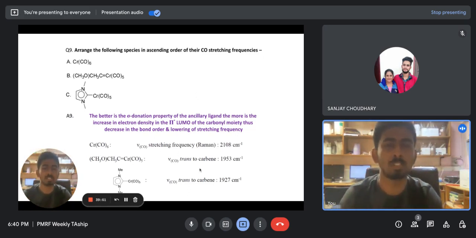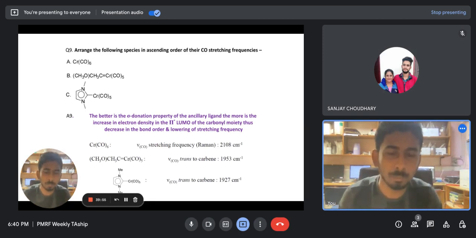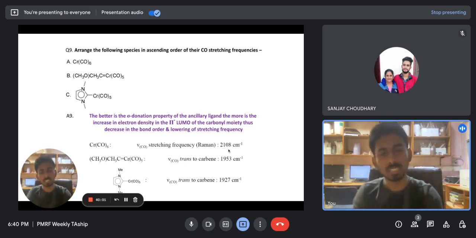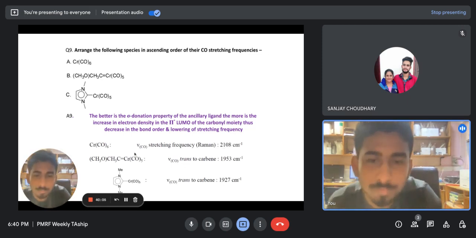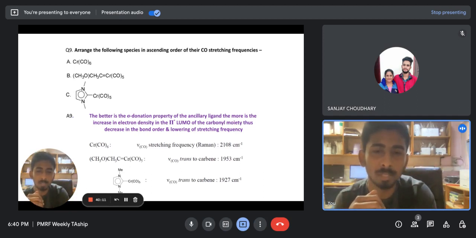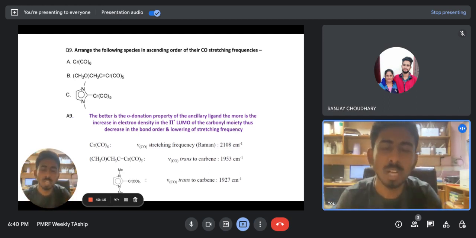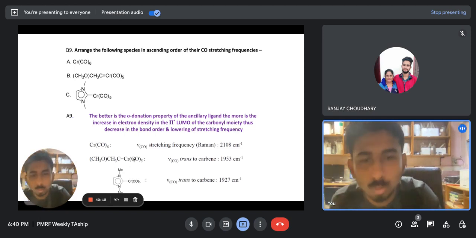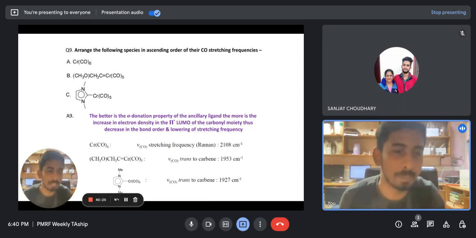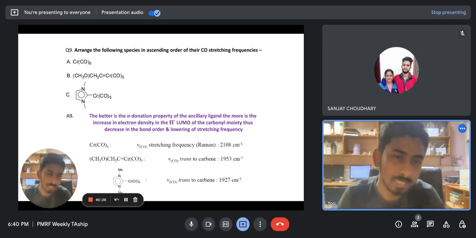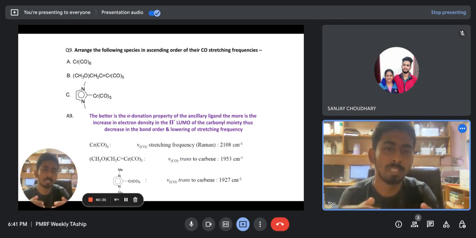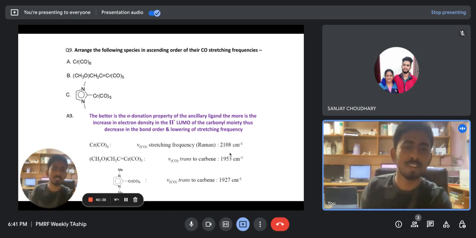So I have tabulated the data for you. In the first case, when there is no ancillary ligand, the stretching frequency in Raman is 2108 centimeter inverse. When the methoxy group and the methyl group are there, both push electron density onto the chromium metal, so the extra electron density is shifted to the carbonyl moiety. The CO that is trans to the carbene carbon has its IR or Raman stretching at 1953 centimeter inverse. So at a glance, what happens? In this case, you can see a 155 centimeter inverse drop in the mode.